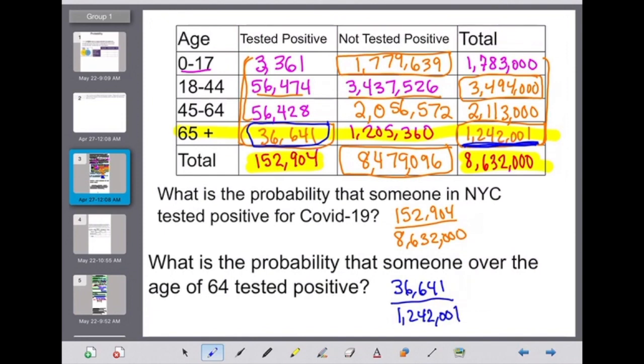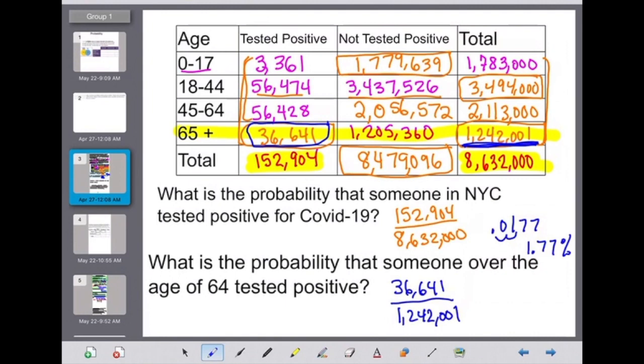Okay. How can I compare these numbers though? They're really hard to look at. So I'm going to just divide in order to get a percentage or a decimal. So when I divide this, I get 0.0177, and I convert that to a percent. So that's approximately 1.77%.